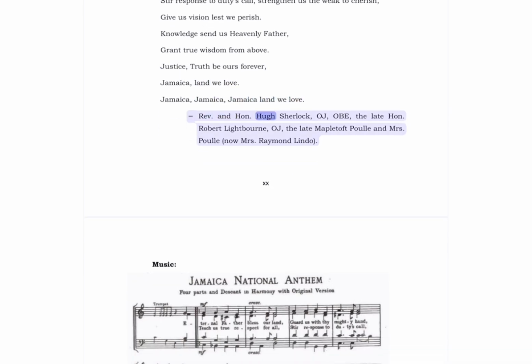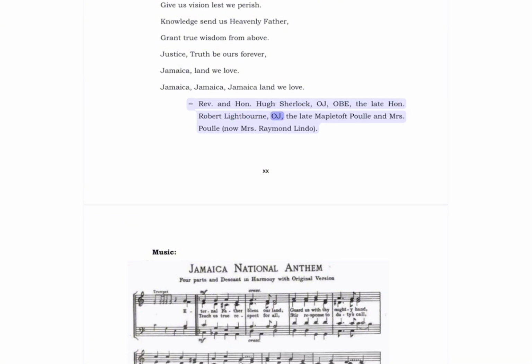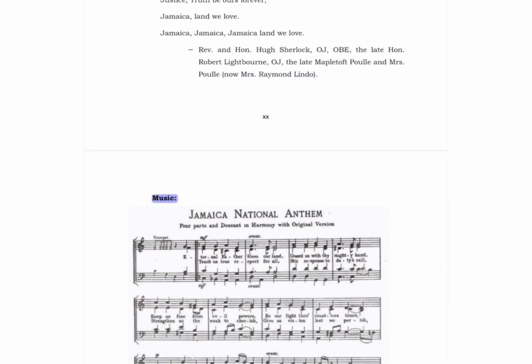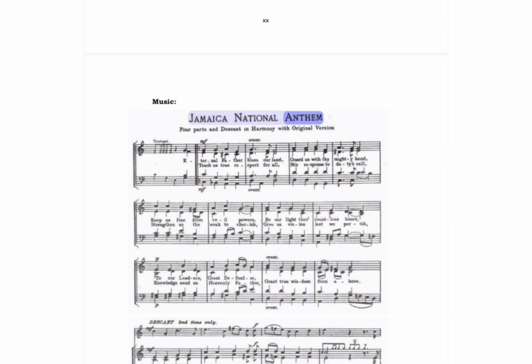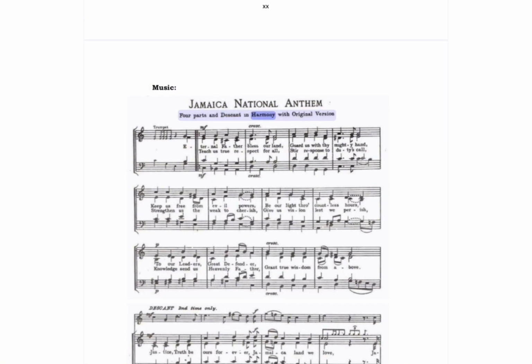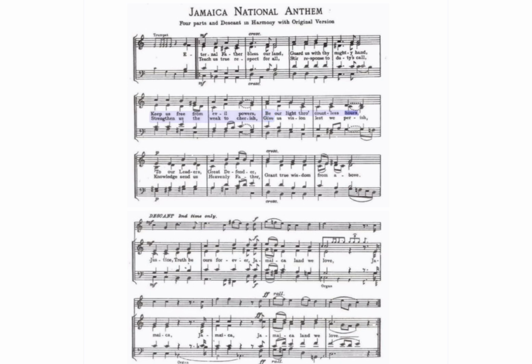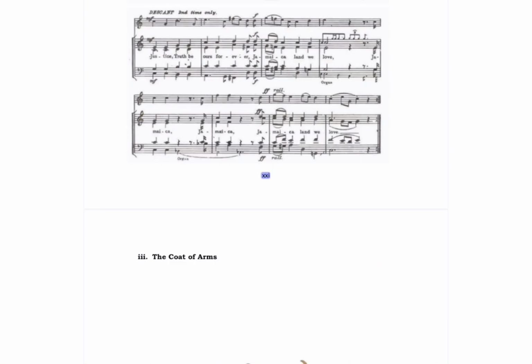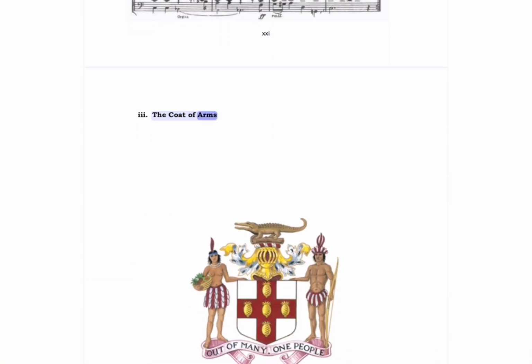Reverend and Honorable Hugh Sherlock, OJ, OBE, the late Honorable Robert Lightbourne, OJ, the late Mapletoft Poole and Mrs. Poole, now Mrs. Raymond Lindo. Music: Jamaica National Anthem, four parts and descant in harmony with original version. The coat of arms: Out of many, one people.